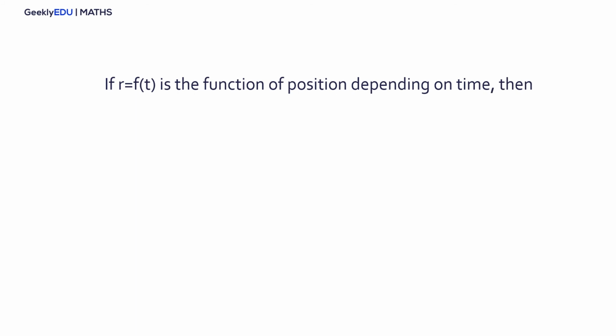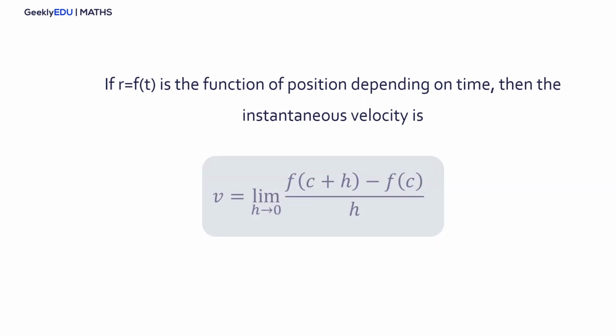If we rewrite the problem that we already studied in terms of maths, defining a function r equal to f of t as a function of position that depends on time, then we know that the instantaneous velocity is the limit when h tends to 0 of f of c plus h minus f of c divided by h, being c an instant in time, and this is true when the limit exists.